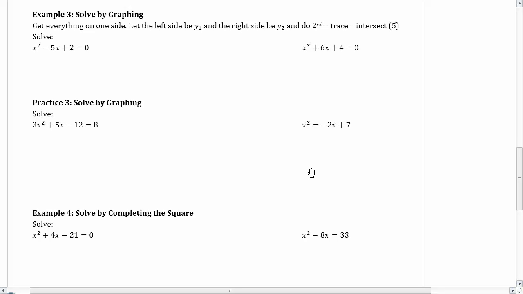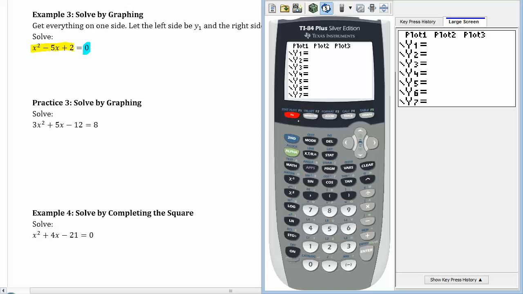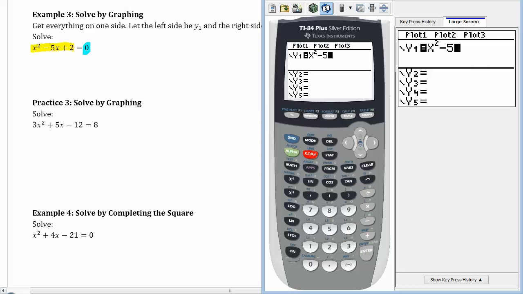So the last way that we'll do this is by graphing. When you solve by graphing, what you need to do is look at what's on the left side and on the right side. And what we're trying to find is what x values make the left side equal the right side. The easiest way to do this is what you see up on top. Let the left side be y1, let the right side be y2, and then we'll do second trace intersect, which is number 5.